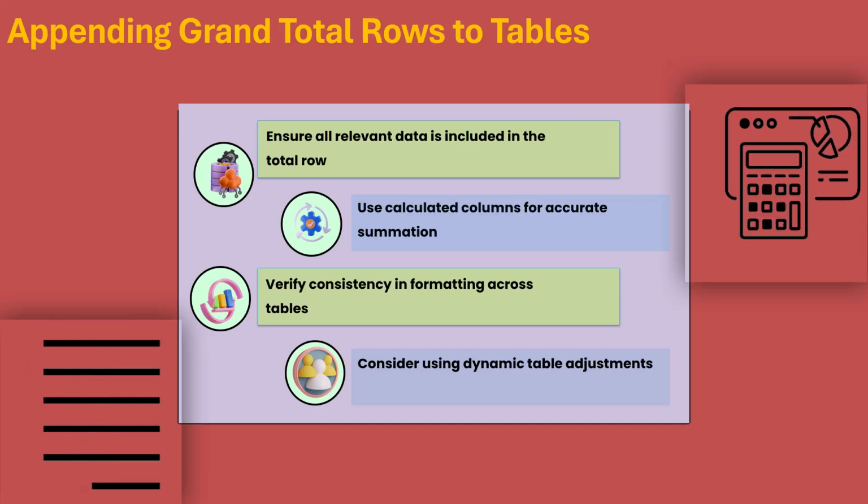Ever wondered why some tables feel incomplete? A grand total row solves that. First, make sure you're summing up all the right data. Then use calculated columns to keep numbers in check, no surprises there. Keep the formatting consistent, so it doesn't look like a puzzle with mismatched pieces. And finally, if the table size varies, consider a dynamic adjustment. We want totals that look smart, not like a last-minute afterthought.